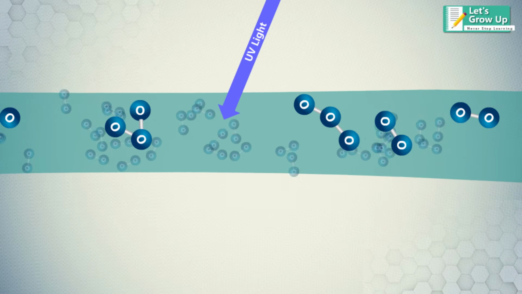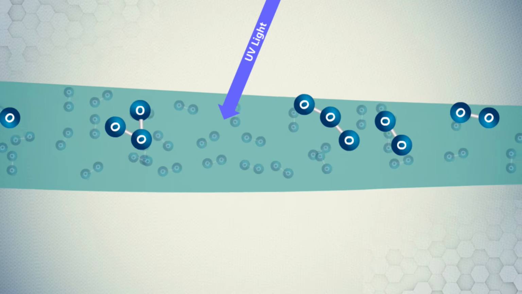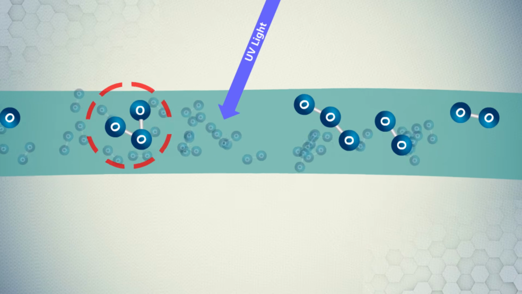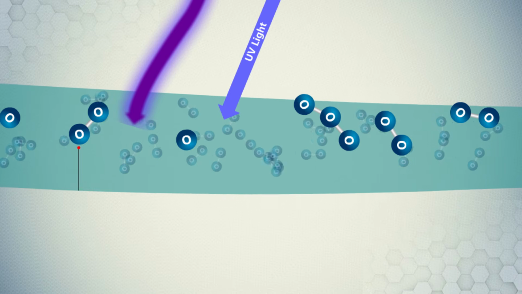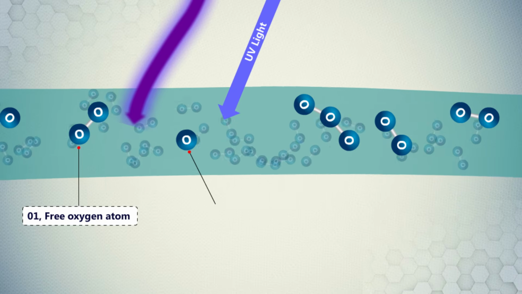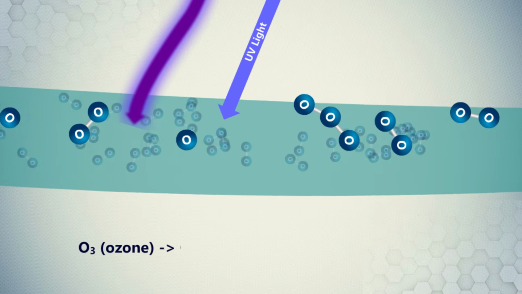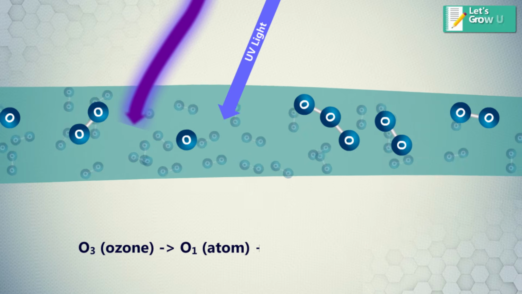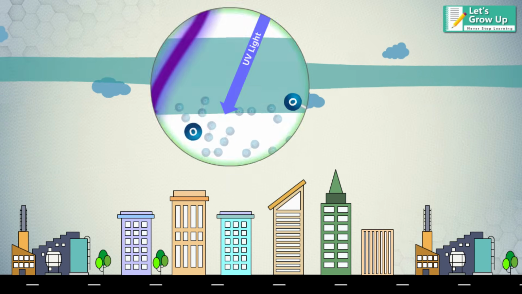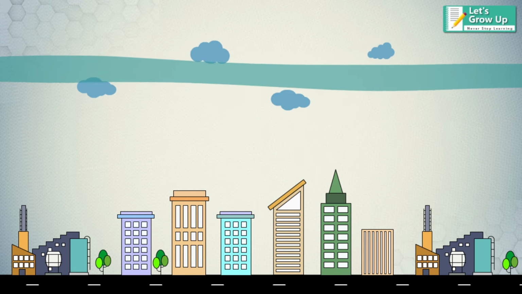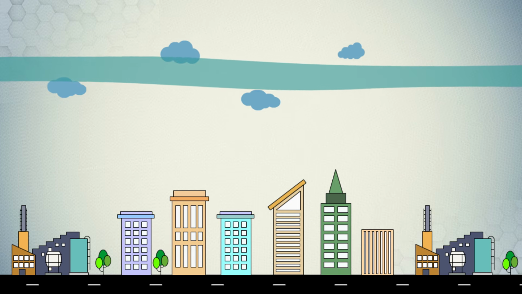Ozone is destroyed in the process that protects us from UV rays emitted by the sun. When ozone, O3, absorbs UV light, it splits the molecule into 1 free oxygen atom and 1 molecule of oxygen gas. O3, ozone, gives O, an atom, plus O2, oxygen gas. Ozone is valuable to us. But the ozone layer is depleting day by day.